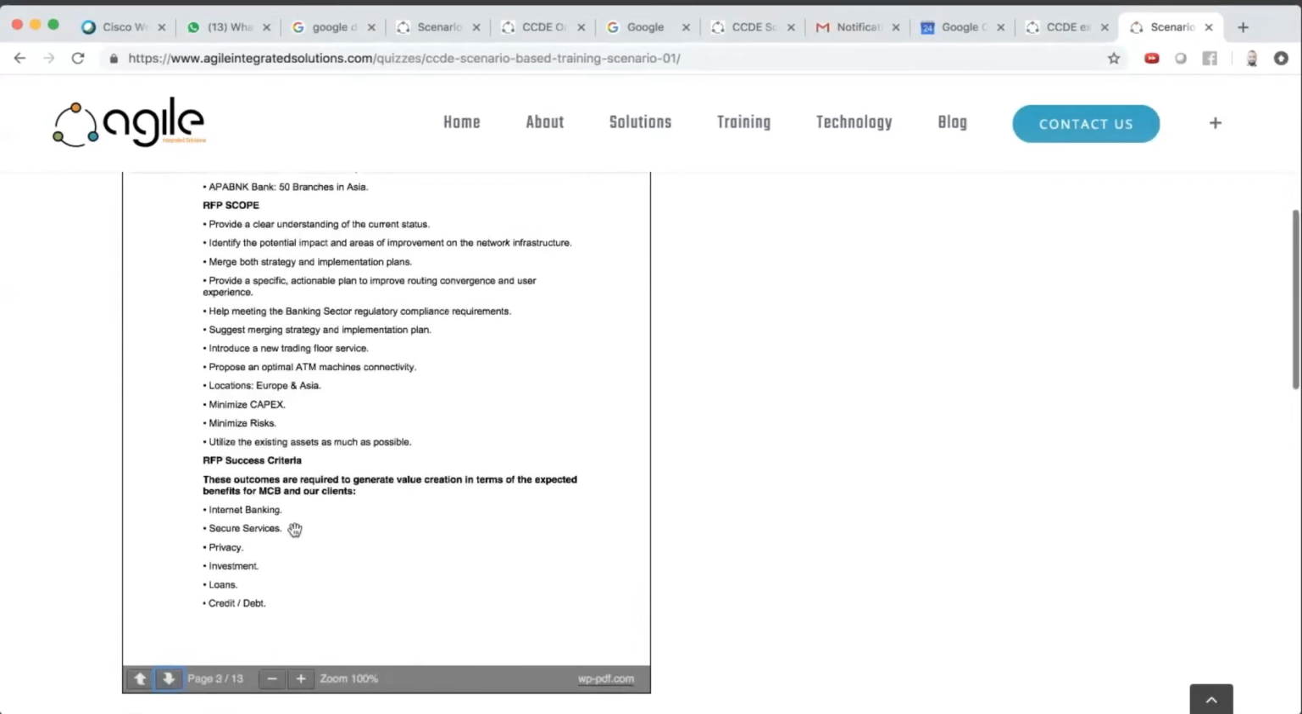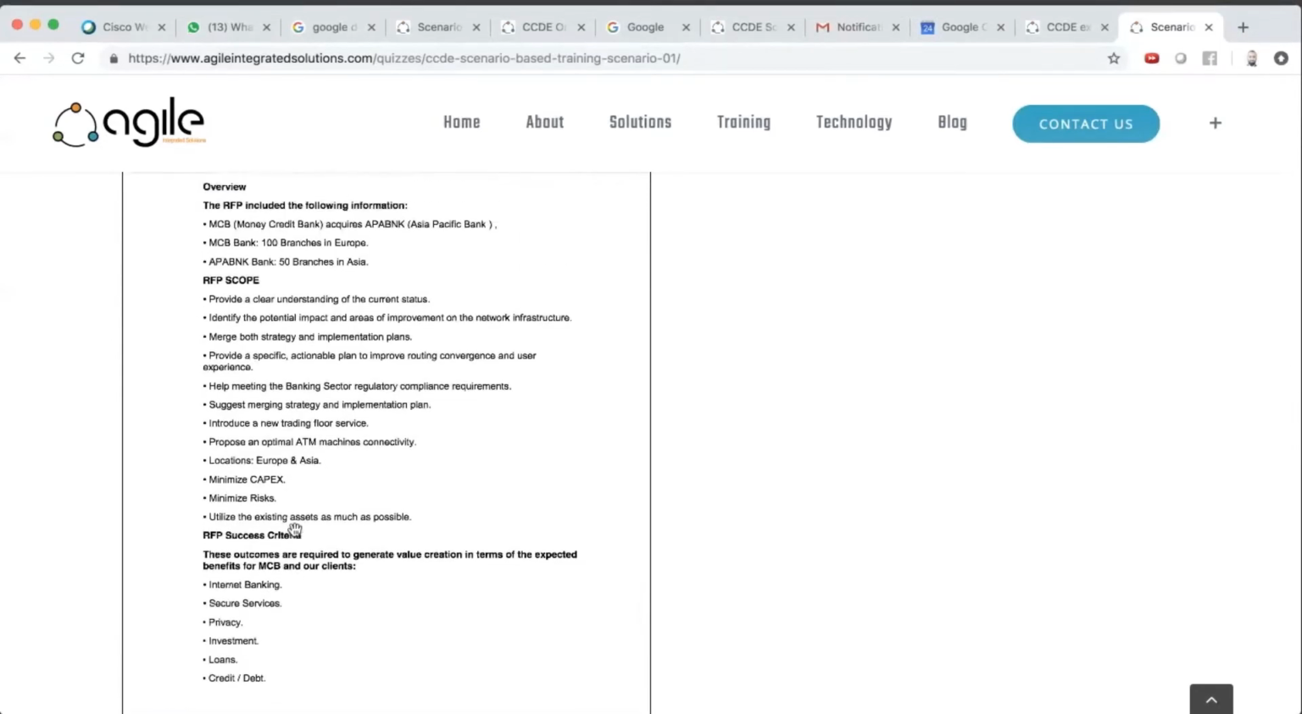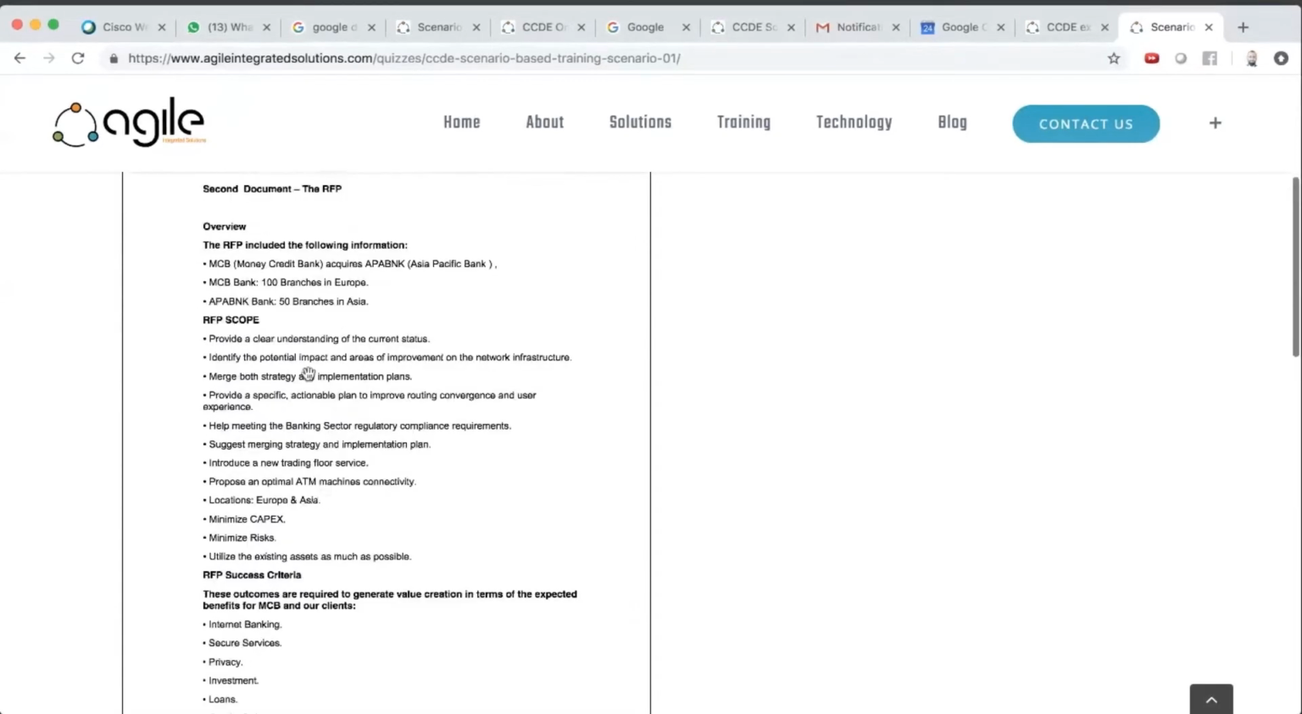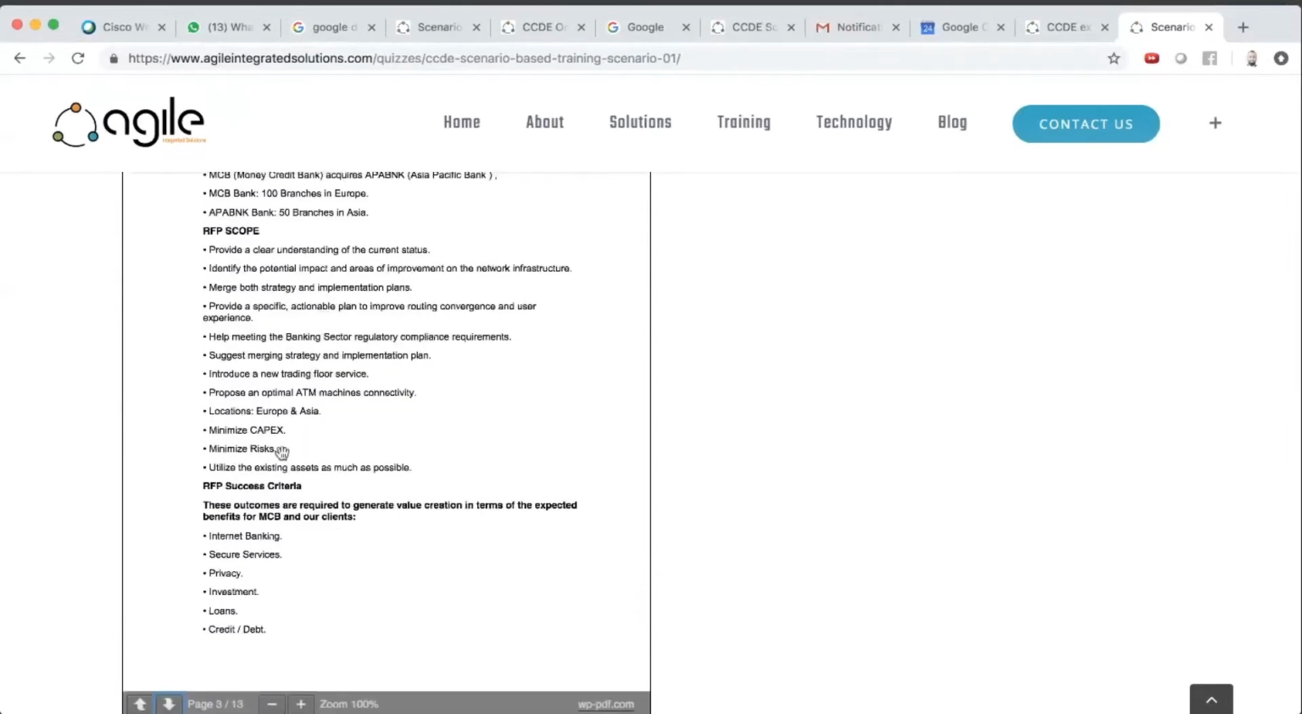Instead of presenting the documents separately, we have to put them in one PDF file, with empty pages in the middle. So here, this is the RFP. What does it include? Information about the 2 banks.